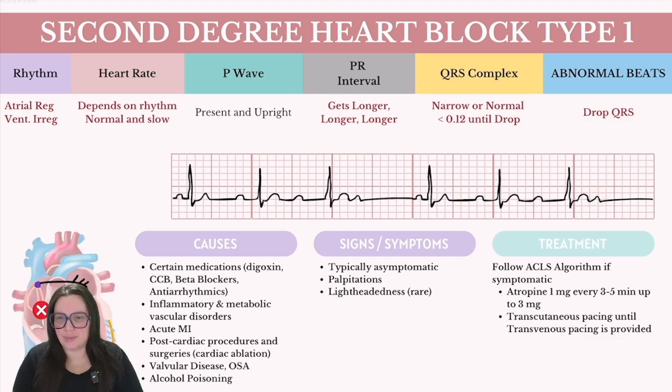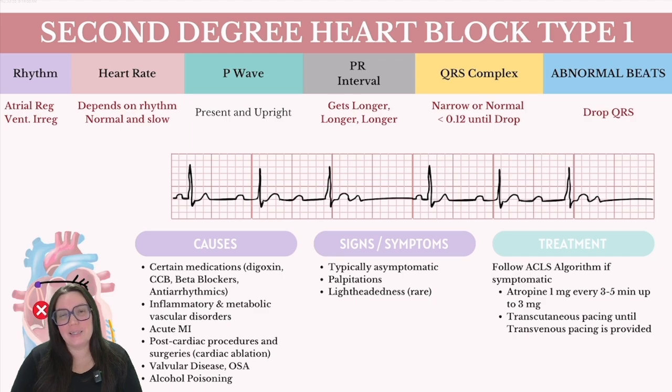So what are some of the causes behind this? There are certain medications like digoxin, calcium channel blockers, even beta blockers and antiarrhythmics that can lead to this more progressive block. There could be an inflammatory or metabolic vascular disorder taking place. You could see an acute MI, even post-cardiac procedures, as well as surgeries. More specifically, cardiac ablations. This tends to be one of the common rhythms if somebody was to go into an abnormal rhythm with those kinds of procedures. And then we have valvular disease, OSA, which is obstructive sleep apnea, or even alcohol poisoning can lead to this.